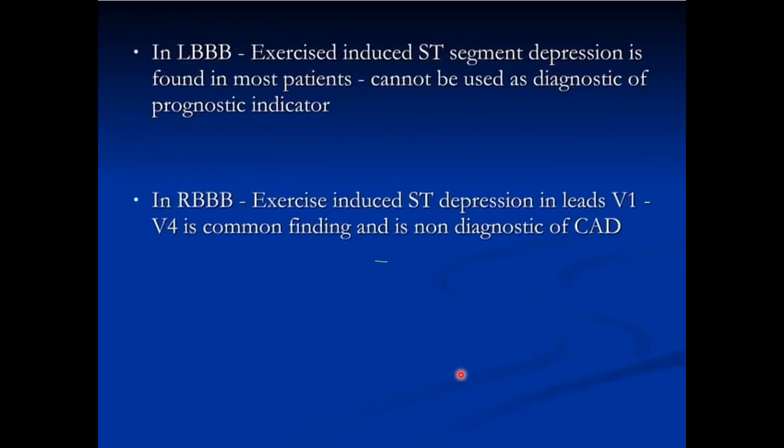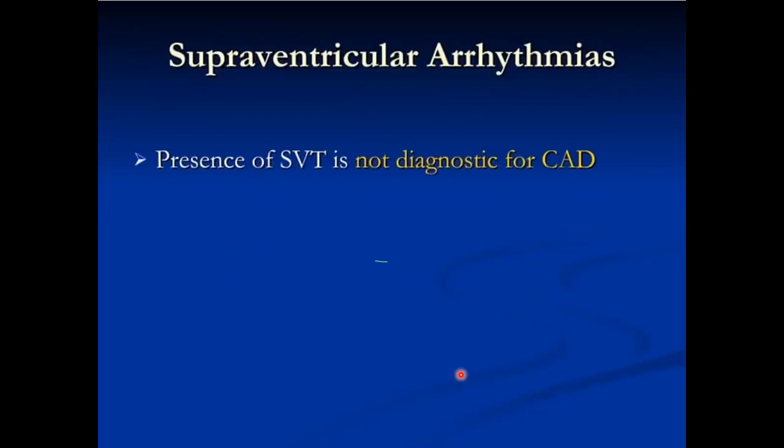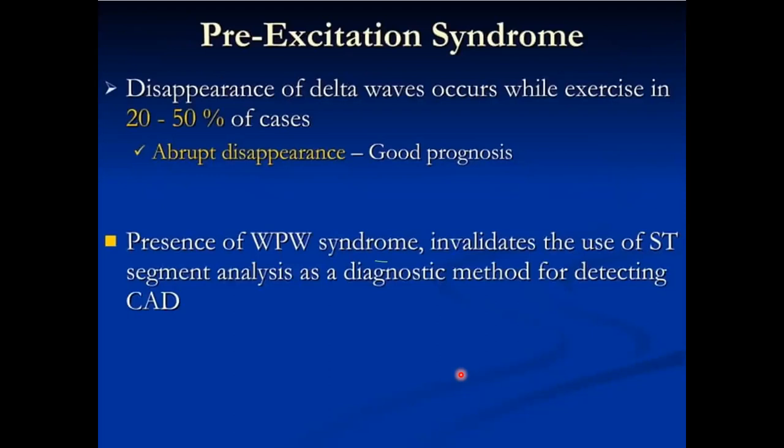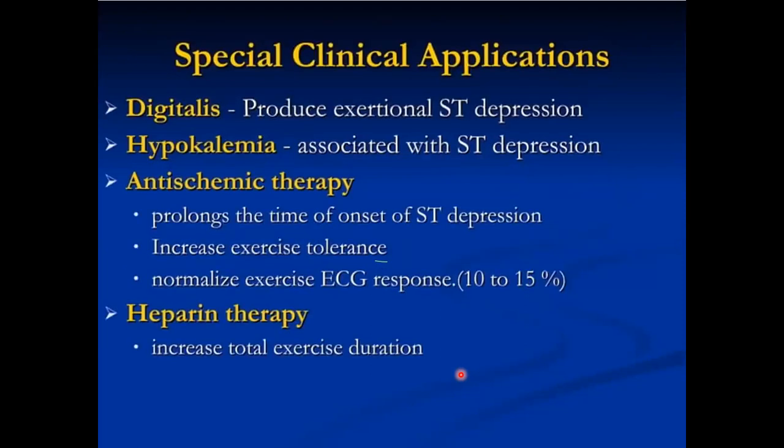So in left bundle branch block, exercise-induced ST segment depression is found in most patients and cannot be used as a diagnostic or prognostic indicator. While in right bundle branch block, exercise-induced ST segment depression, particularly in leads V1 to V4, is a common finding and is also non-diagnostic of coronary artery disease. Presence of SVT is also non-diagnostic of coronary artery disease. In pre-excitation syndrome, disappearance of delta waves occurs during exercise, usually in about 20 to 50% of cases. When there is an abrupt disappearance, it shows that this is a good prognosis. While the presence of WPW syndrome invalidates the use of ST segment analysis, as I've mentioned earlier, as a diagnostic method for detecting coronary artery disease.